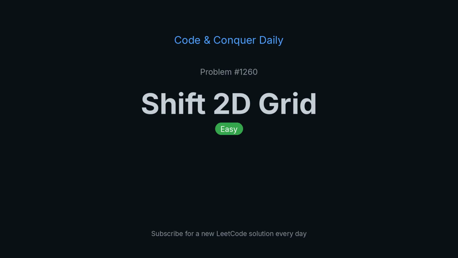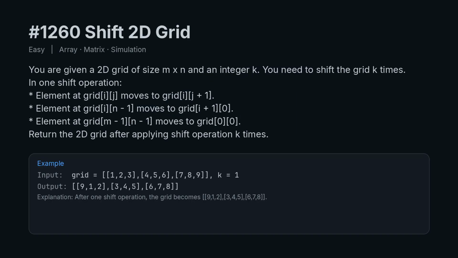Today we're tackling problem number 1260, Shift 2D Grid. LeetCode problem number 1260, Shift 2D Grid.